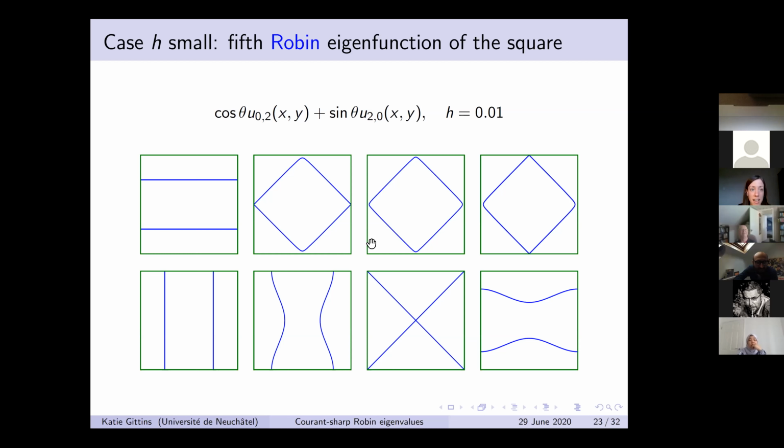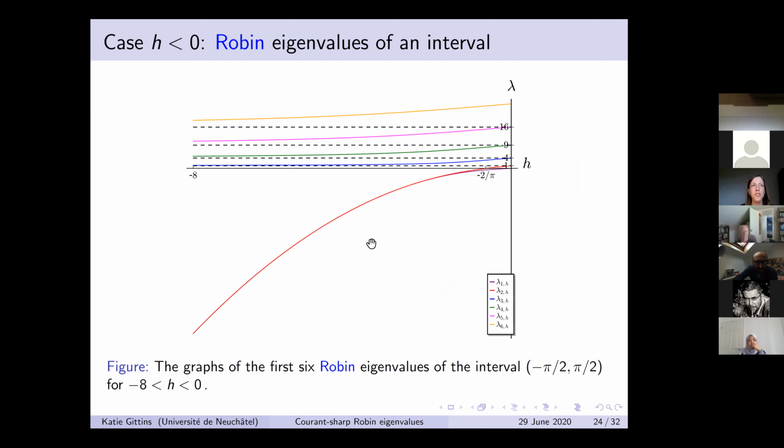So let me talk a little bit now about our most recent results, which are on the h negative case. Before I do that, I need to remind you of what the eigenvalues and eigenfunctions look like in the Robin case on the interval, because we're going to take products of the eigenfunctions. So for the interval from minus pi over 2 to pi over 2, I have always one negative Robin eigenvalue, and for certain values of h, there will even be 2. If h is smaller than minus 2 over pi, there are 2 negative Robin eigenvalues, and the other ones approach Dirichlet eigenvalues from above.